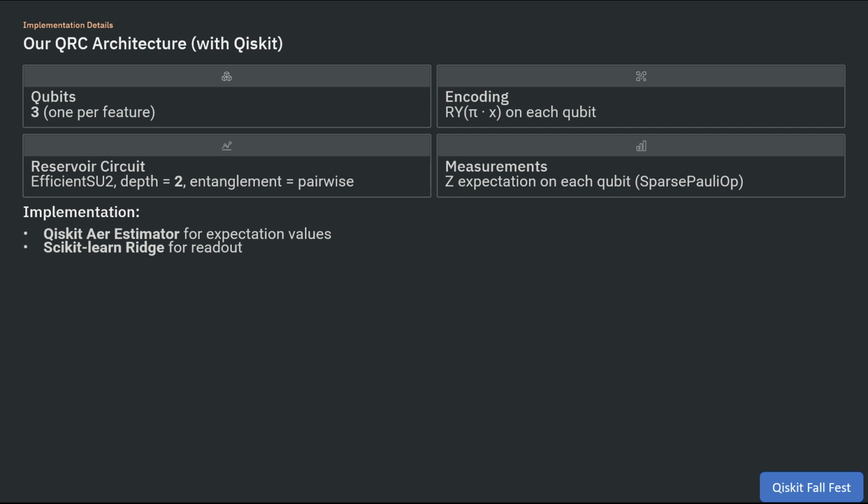In our implementation, we use three qubits, one for each feature: maturity, tenor, and time. Each feature is embedded with the rotation gate Ry of pi times the scaled value. We then apply an EfficientSU2 circuit with a depth of 2 and pairwise entanglement as our reservoir. For measurements, we compute the expectation value of the Pauli-Z operator on each qubit using Qiskit Aer's estimator primitive. These three expectation values form our quantum feature vector, and a ridge regression readout from scikit-learn maps them to predict the price.